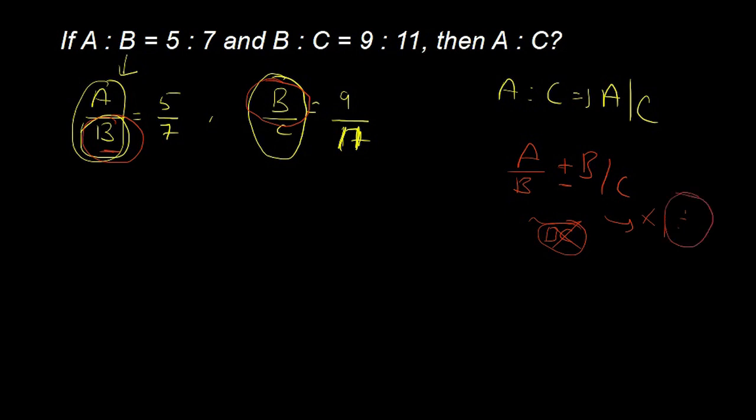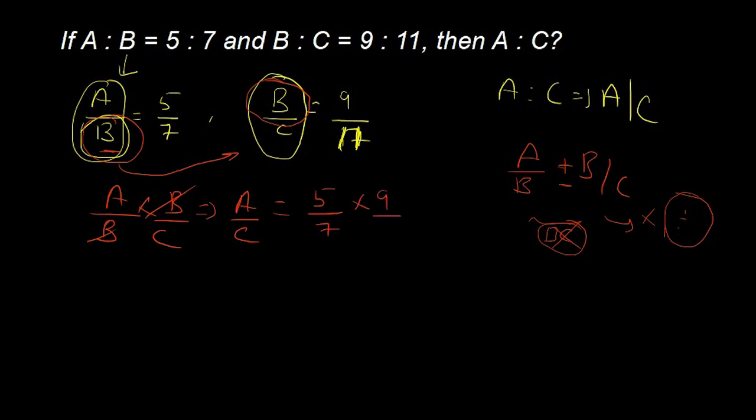Okay. So as you can see, if you start to multiply this, A by B into B by C, the B is cancelled from there and you will get only the value of A is to C. So this is 5 by 7 multiplied by 9 by 11. It is going to be your value. So 9 5s are 45, 11 7s are 77. These are the values you are going to get for the value of A is to C.